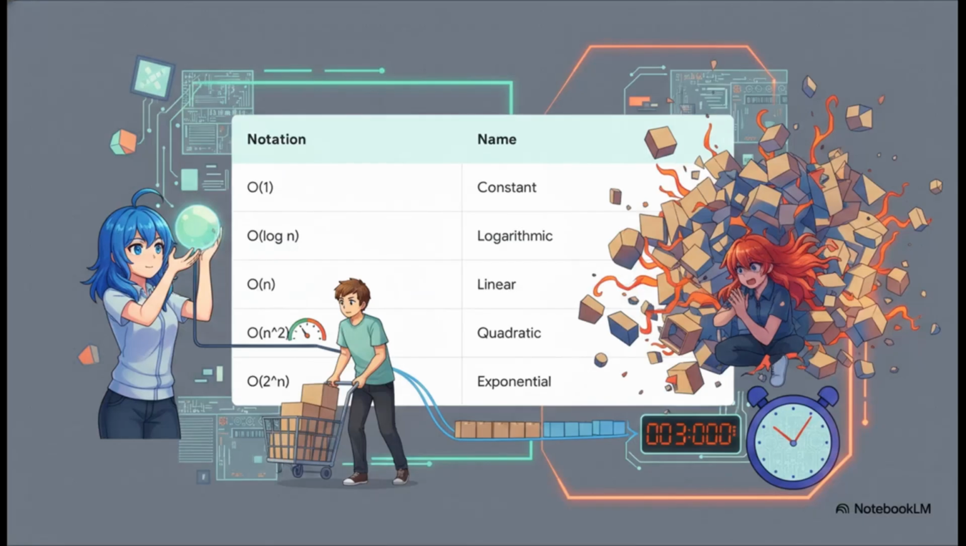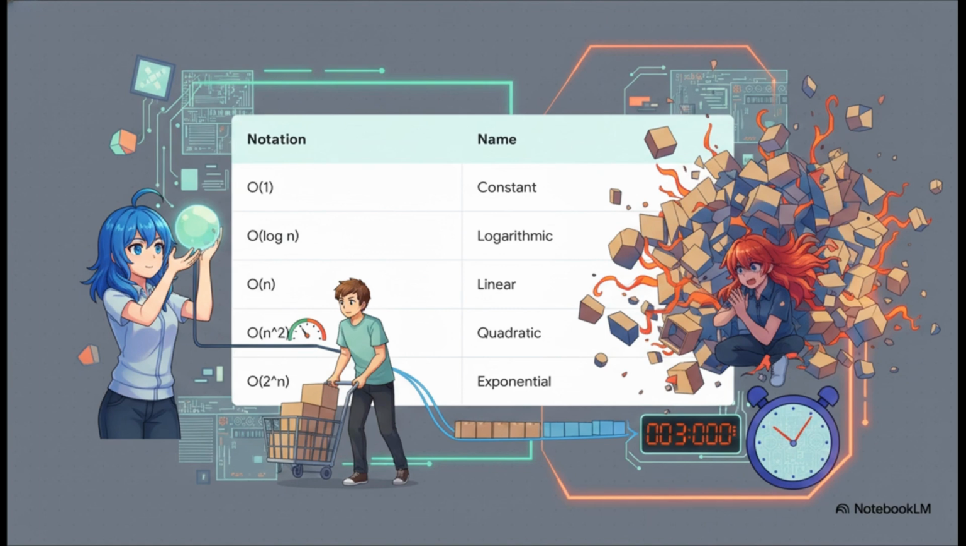And that is exactly where asymptotic analysis comes into play. Enter Big O notation. This is our universal measuring stick. It beautifully shows how changes in your input size, which we usually just call n, affect the processing time. So an O of 1 algorithm, that's incredible. It takes constant time whether you're dealing with 10 items or 10 million. O of n is linear, meaning if you double the data, you double the time.